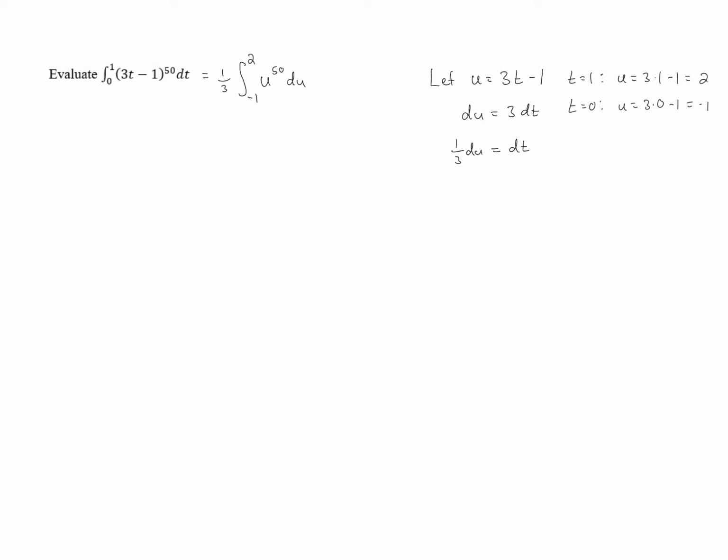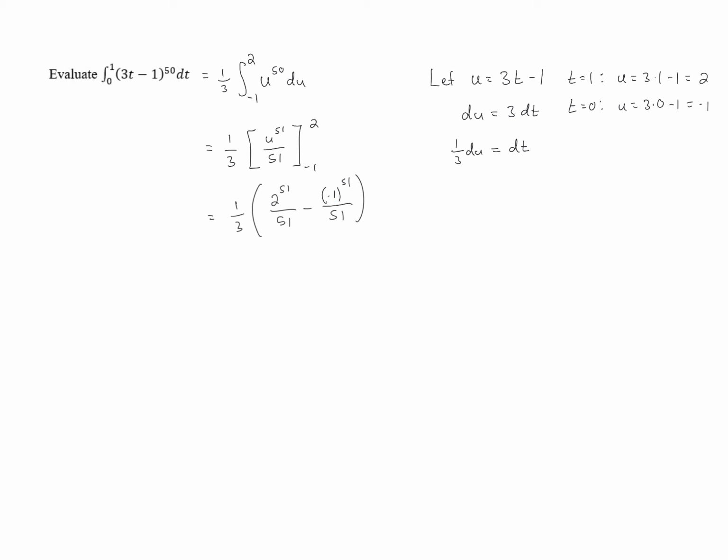And once we've converted everything over to u, we can just integrate. We've got the 1/3 out front, and the antiderivative of u to the 50th is going to be u to the 51st over 51. And that's going to be evaluated at -1 and 2. And so we've got 1/3 times (2 to the 51st over 51 minus (-1) to the 51st over 51).